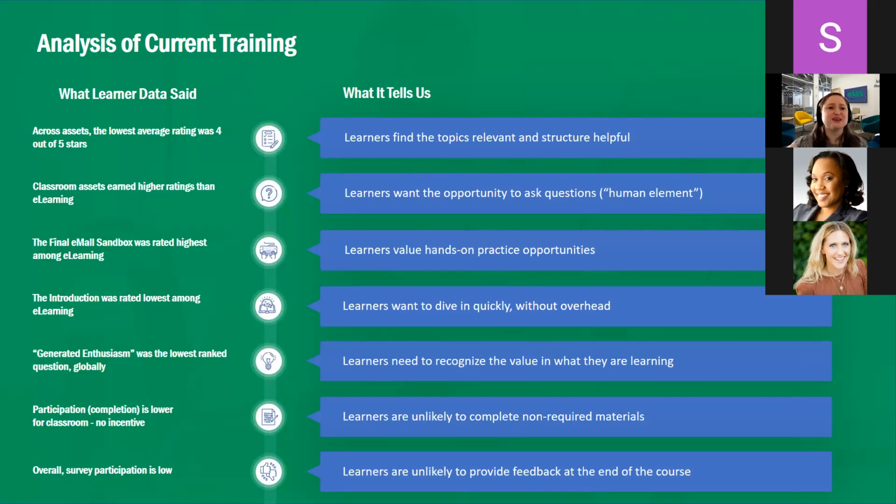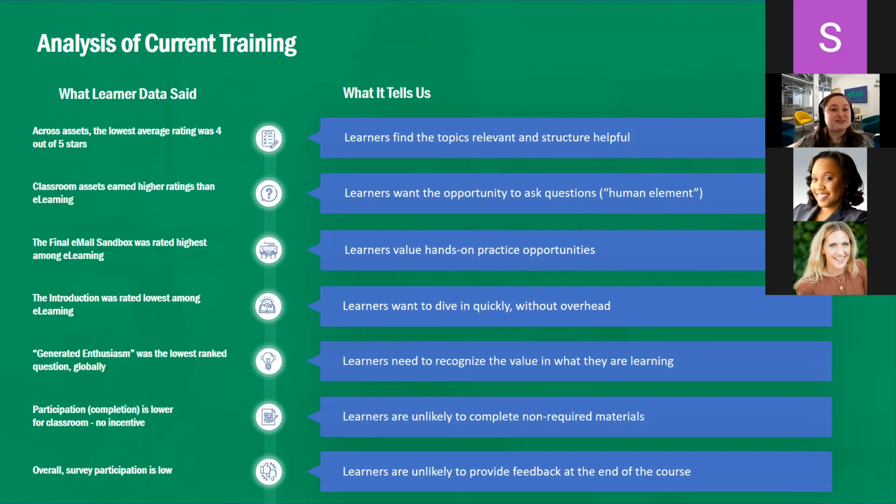So you can see the first one, across all assets, the lowest average rating was 4 out of 5 stars. So all things considered, that's pretty good. It's definitely got room for improvement, but you wouldn't be as concerned as if it were 1 out of 5 stars, 2 out of 5 stars. So generally, this told us that learners find the topics relevant, and the structure itself was pretty helpful. The biggest change then is modernizing with the new system.